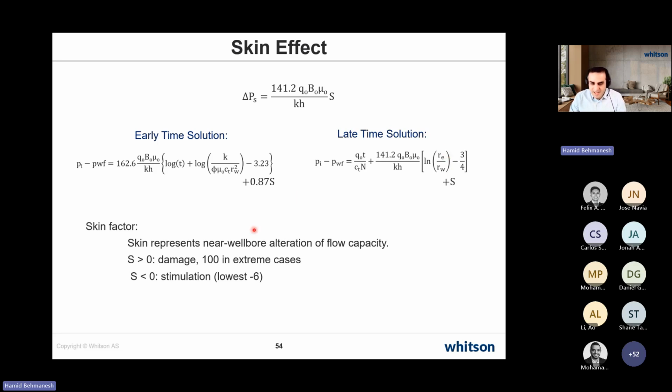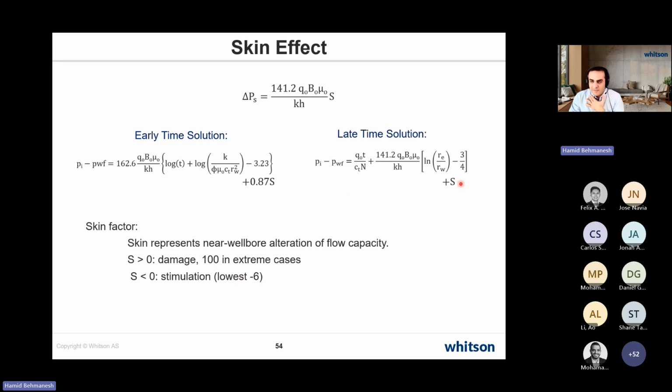And what's the range of a skin that we are dealing with? A positive skin could be as high as 100, in very extreme cases, where I'm going to present one example to you of what extreme case permeability means for a CO2 injection well. And the lowest skin that you can get is on the order of -6. So you see there's a contrast. On the positive side, you can go as high as 100. On the negative side, you can go as low as -6.